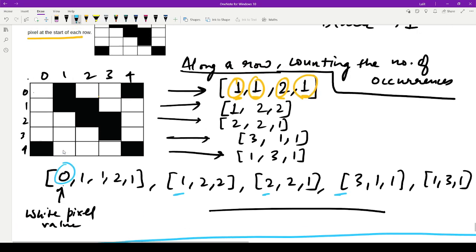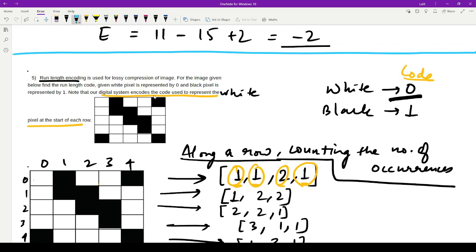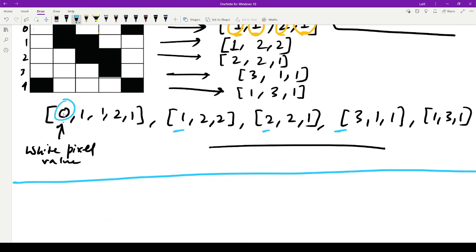We have to add zero initially because they said that we have to represent which code stands for the white pixel. That's what they mentioned here. So that's why we added zero here. Because for other rows again, everything will be zero, so we would just be adding the same information again and again. So we are just adding it for the first.